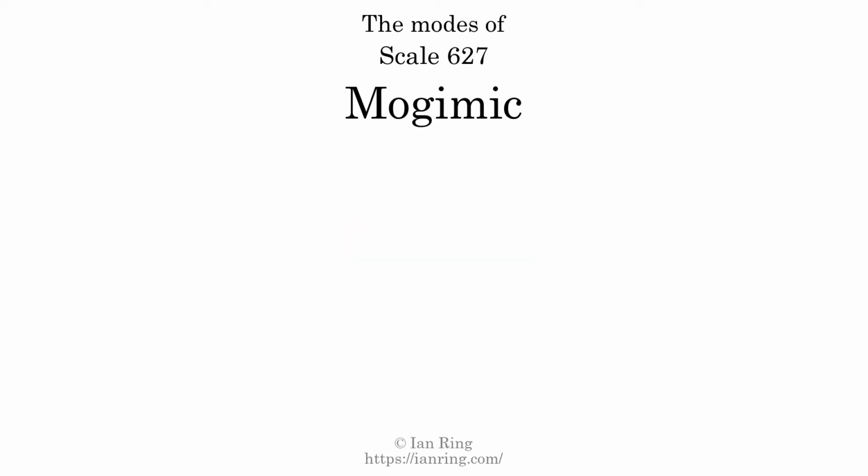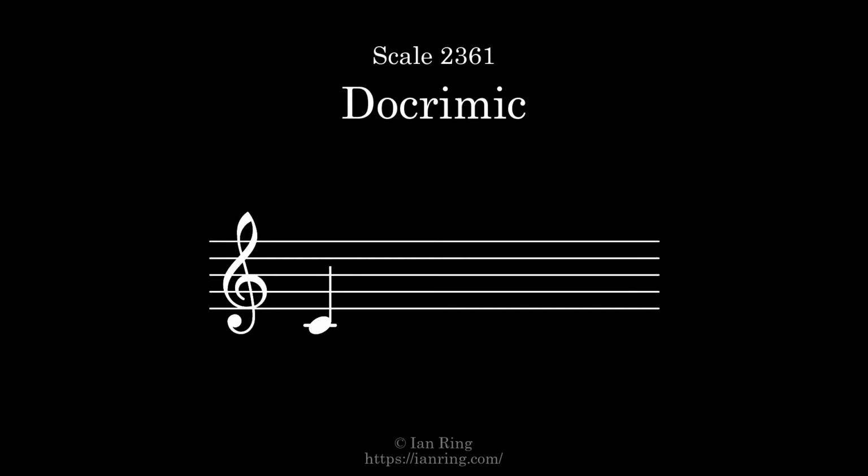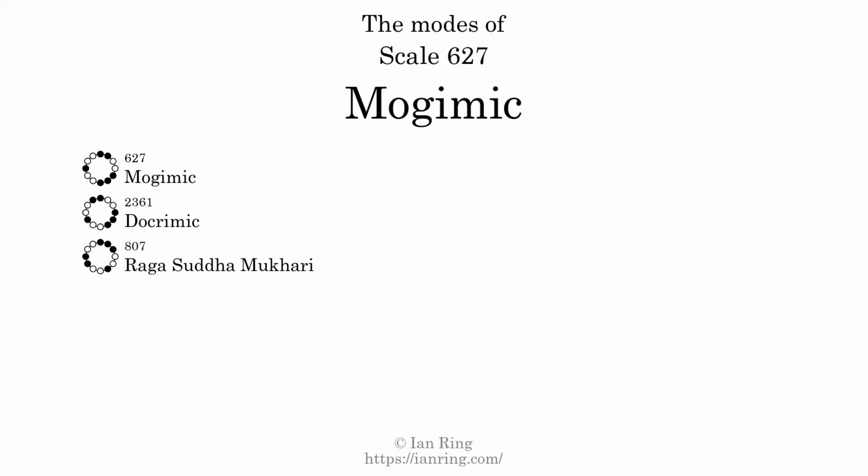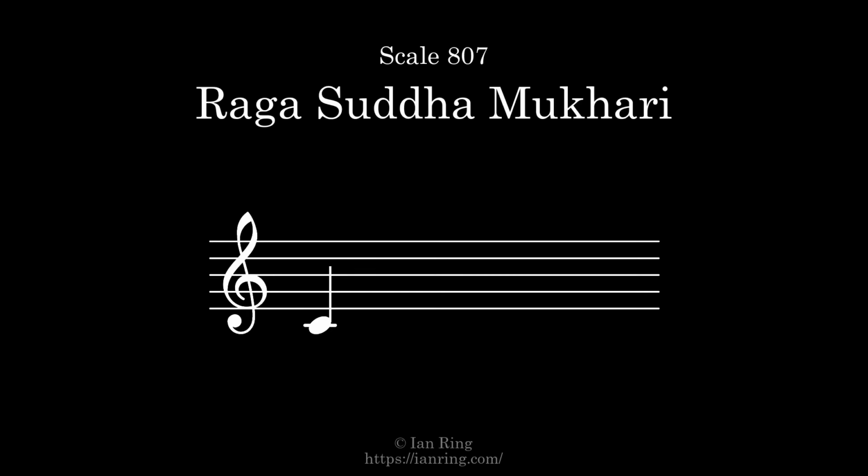This scale has 6 modes. The first mode is itself. The second mode is scale 2361, also known as dichromic. It sounds like this. The third mode is scale 807, also known as raga sadha makari. It sounds like this.